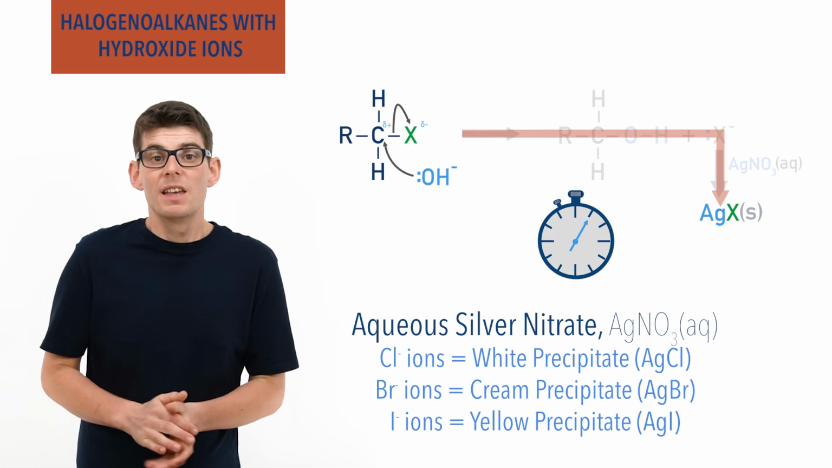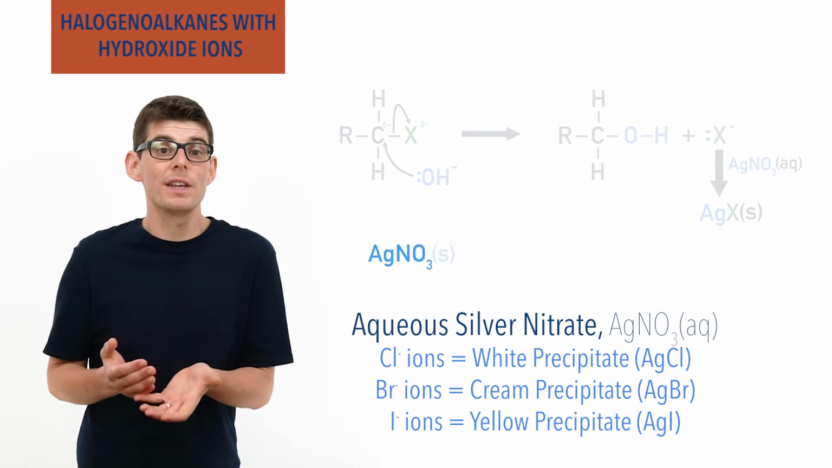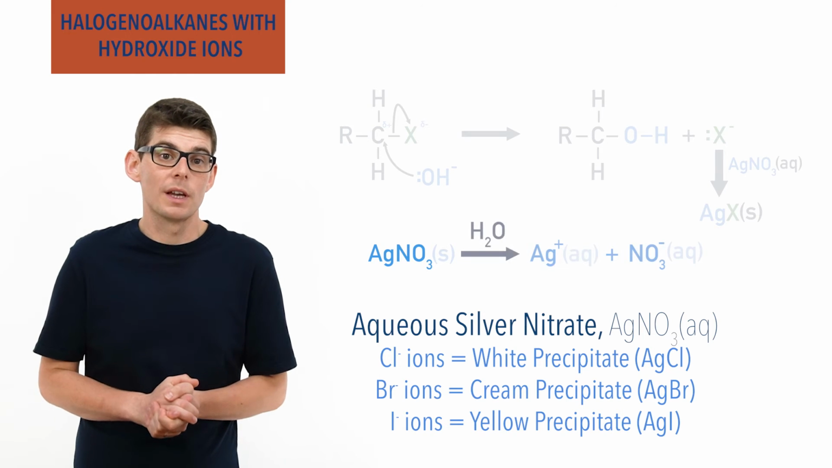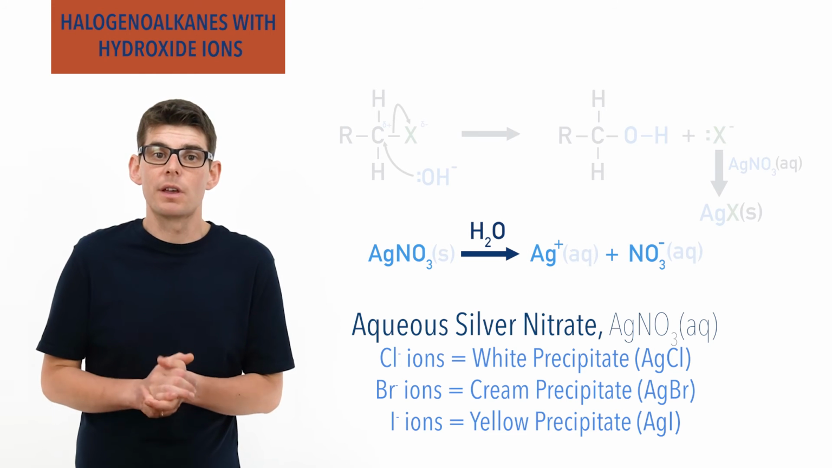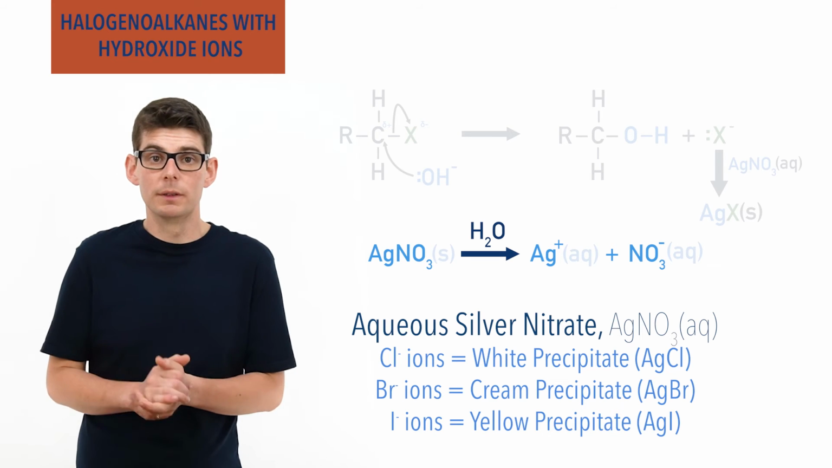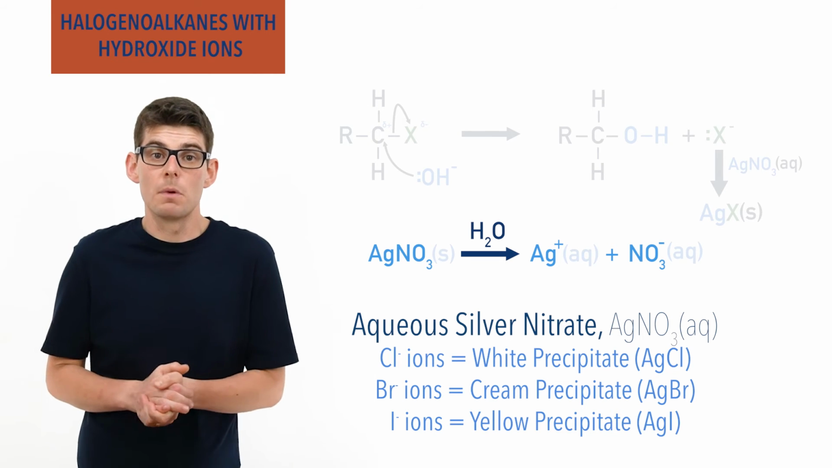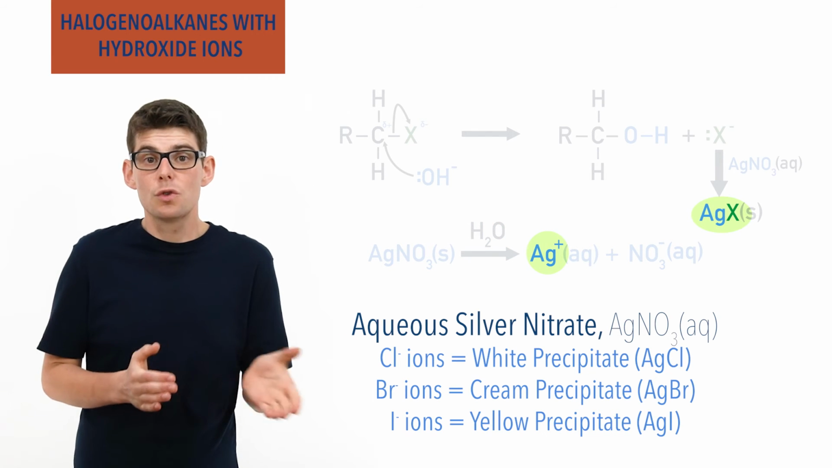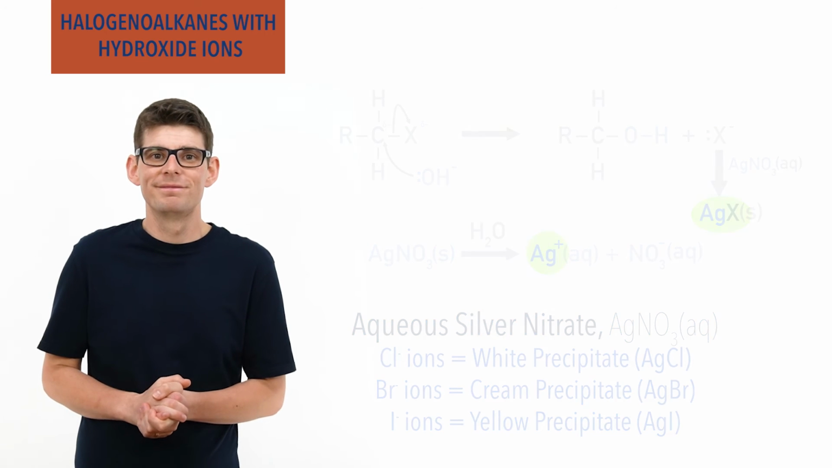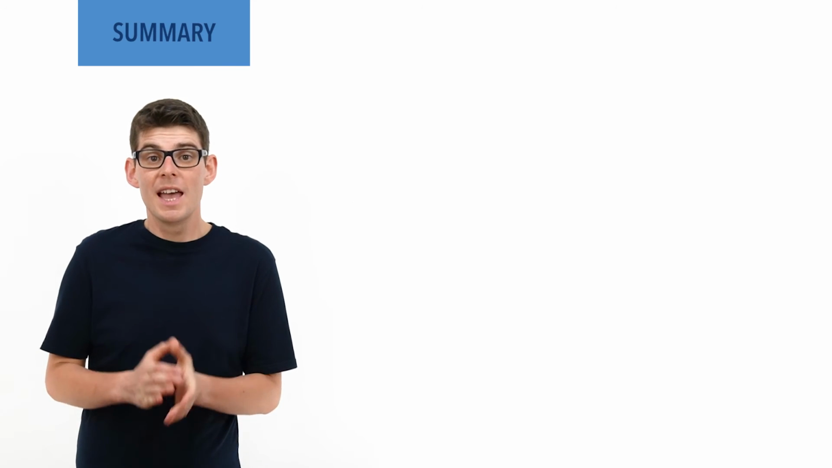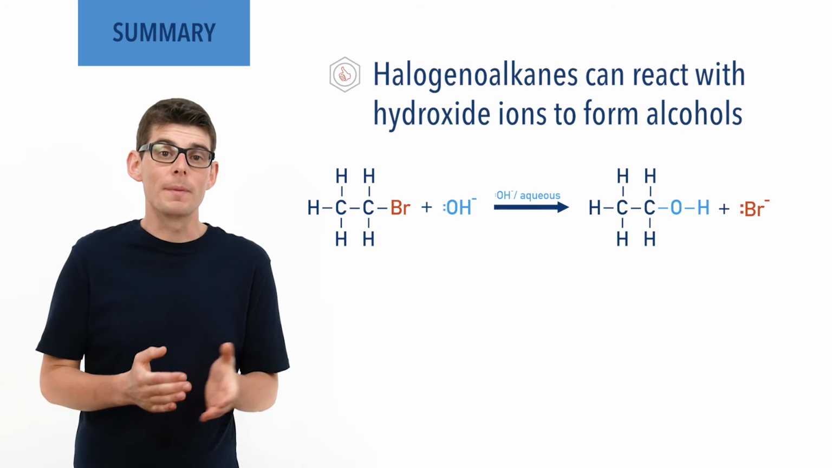Silver nitrate is used as it's a great source of silver ions, as silver nitrate is readily soluble in water, and the dissolved silver and nitrate ions don't have any impact on the actual substitution reaction occurring. The silver ions just simply form a precipitate with the halide ions as soon as the halide ions get released during the alcohol formation. So, to summarize, halogenoalkanes can react with aqueous hydroxide ions in substitution reactions to form alcohols.